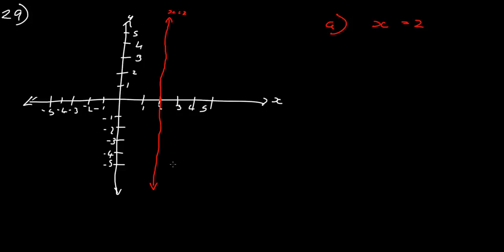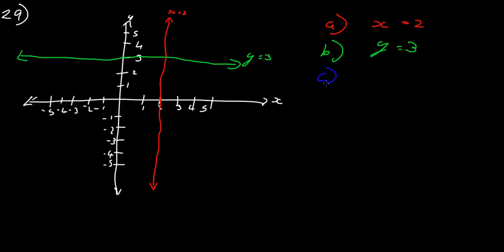The second line is the line y equals 3. So we go to where y equals 3. Let me write that down for you. B, the line is y equals 3. So go to where y equals 3 and draw your line. Remember to put arrows on the end of these lines because these lines actually extend forever in the directions they're going in. So that's the line y equals 3.